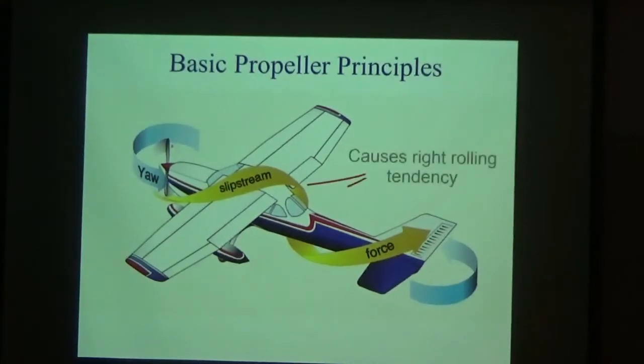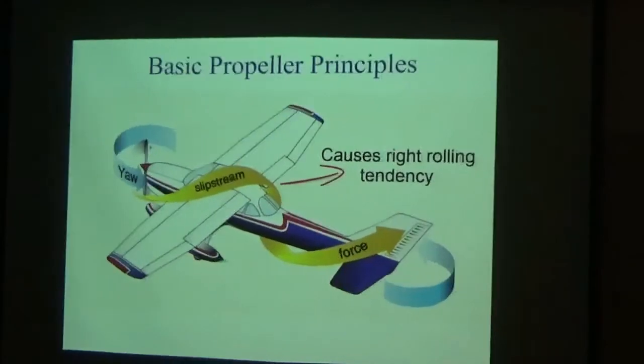The rolling moment caused by the corkscrew flow of the slipstream is to the right, while the rolling moment caused by the torque reaction is to the left. These forces would seem to cancel each other out, but they vary greatly, and it is the pilot's responsibility to control each tendency, regardless of which is more prominent.